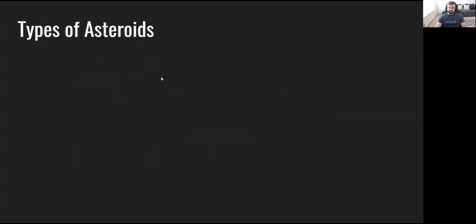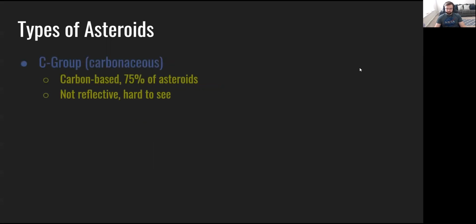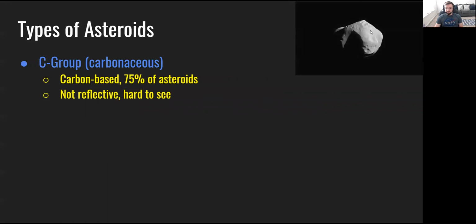Types of asteroids. So there's many subtypes of asteroids. I'm going to go over the 3 biggest categories. So we have our C group. C stands for carbonaceous, meaning they're mostly carbon. This is 75% of your asteroids. Since they're mostly carbon, which is a really dark, not reflective material, think of what carbon fiber looks like, coal, things like that are high carbon. They're not reflective. They're really hard to see. So this would be a good image of a C group asteroid. This is the vast majority of your asteroids.